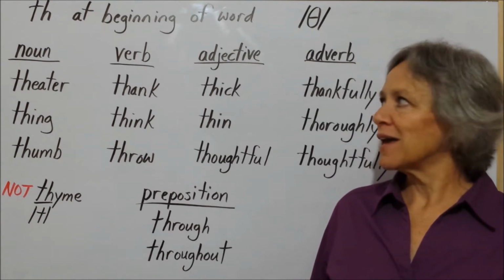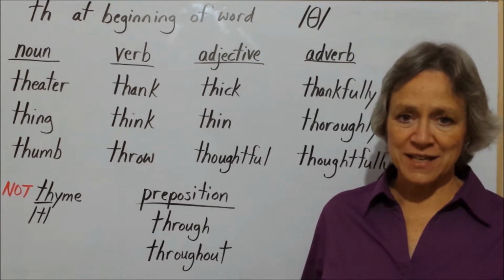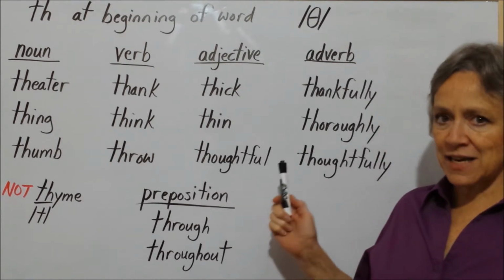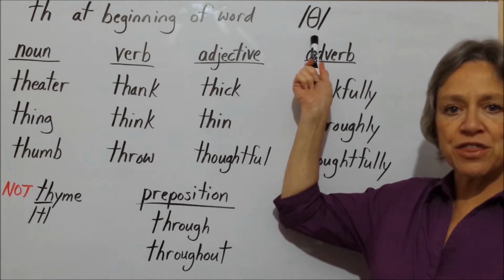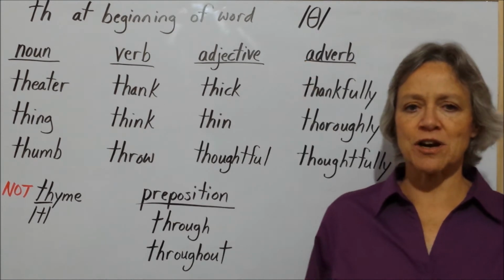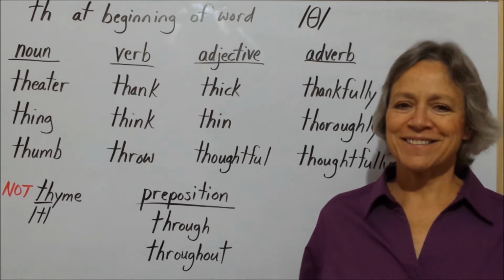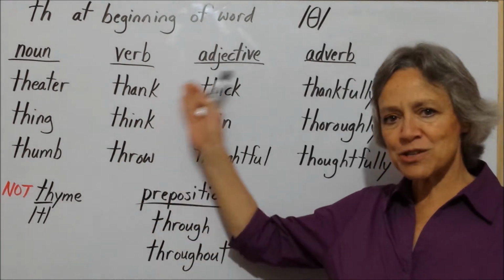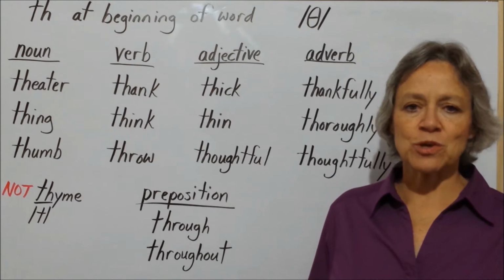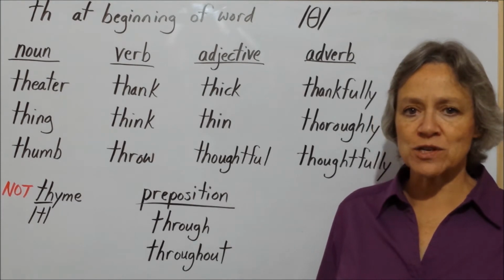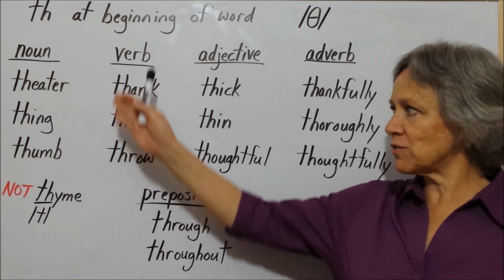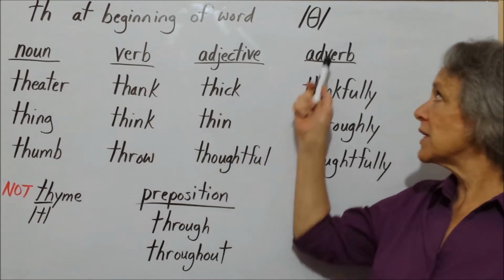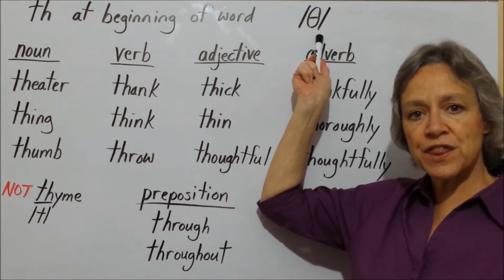First of all, most words with TH in them are pronounced with the voiceless TH sound. Okay, most words are. But of course there are many that are pronounced with the voiced sound. So here are some examples of words which are pronounced with the voiceless sound. Each of these words, with one exception, is pronounced with th.